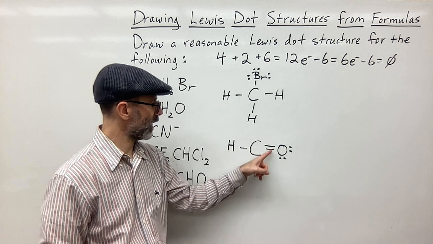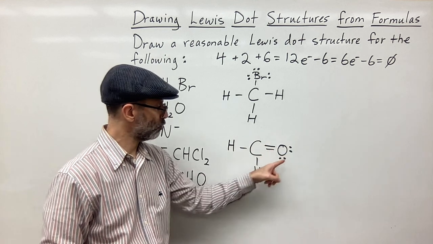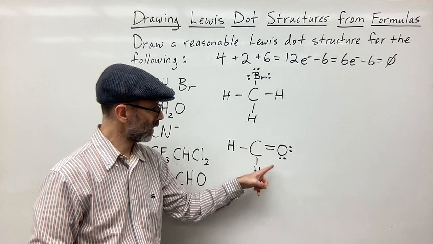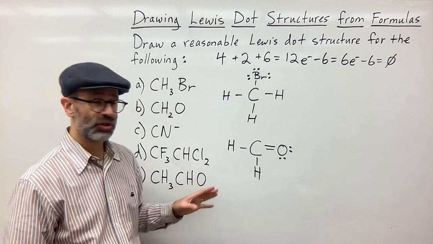Notice that nothing changes really for the oxygen. It has 2 bonds now and 2 lone pairs. That's still 8 electrons. Now notice also bonding patterns. Bonding patterns are also useful.